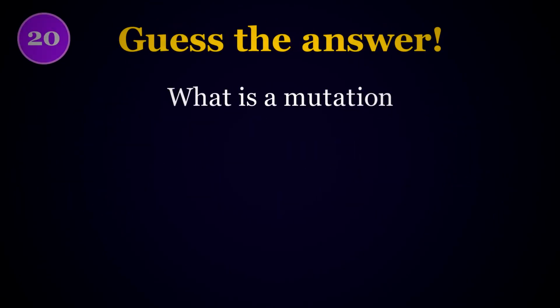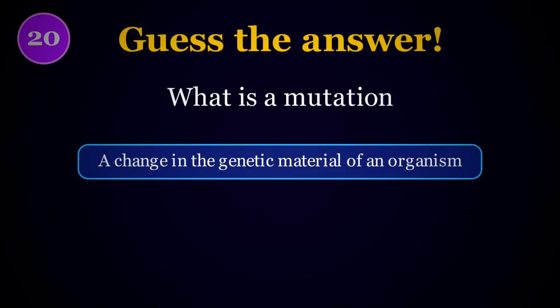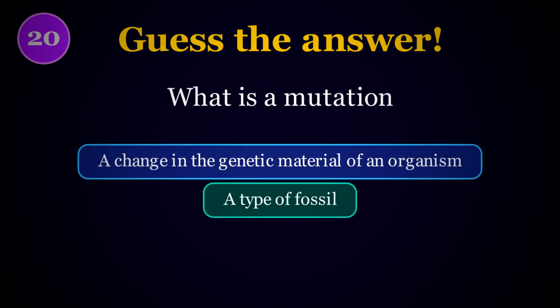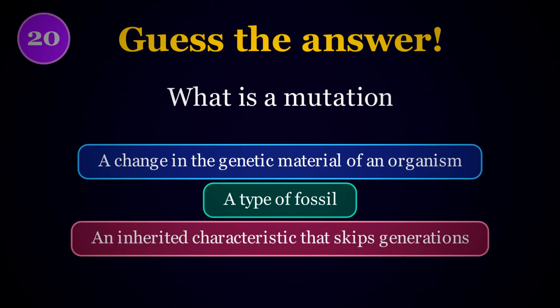What is a mutation? A change in the genetic material of an organism. A type of fossil. An inherited characteristic that skips generations.